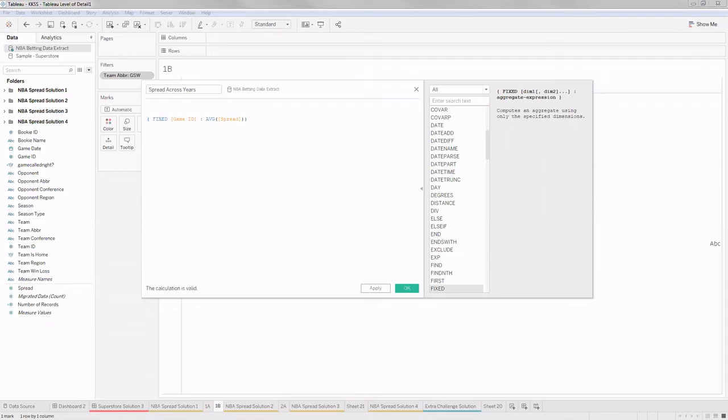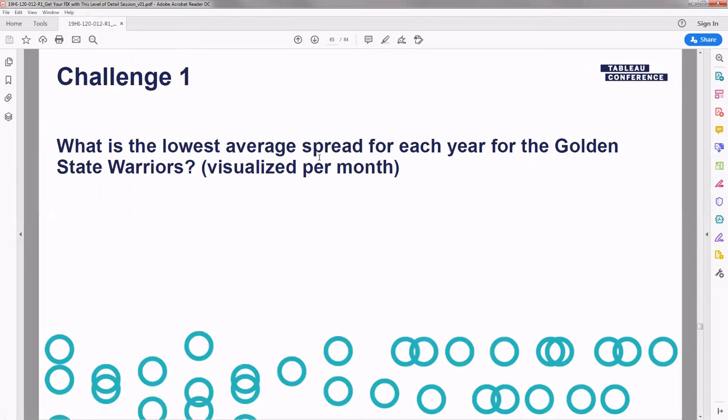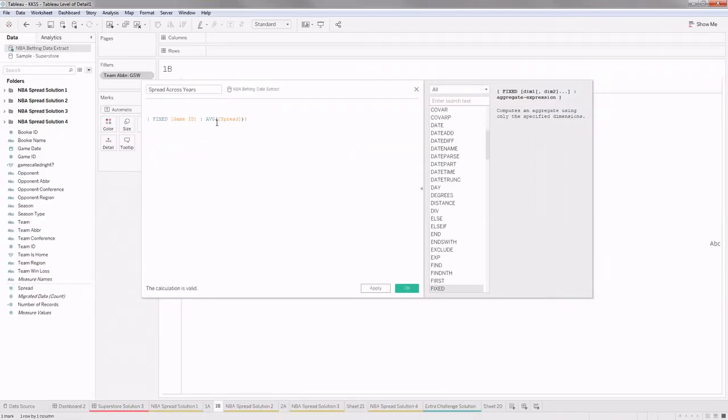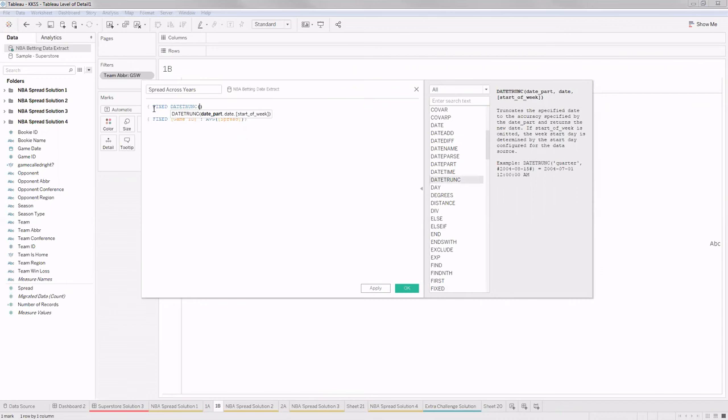Now, if you see the question that we are interested in, what is the lowest average spread for each year for Golden State Warriors? We need to extract this game ID average spread value across all the years, find the minimum, and put that across the year as a minimum spread value. So obviously we need to perform the calculation at the year level. So we will perform a fixed on the date trunc of year from game date, the date of the game field, and then from here we will extract the minimum of this value.